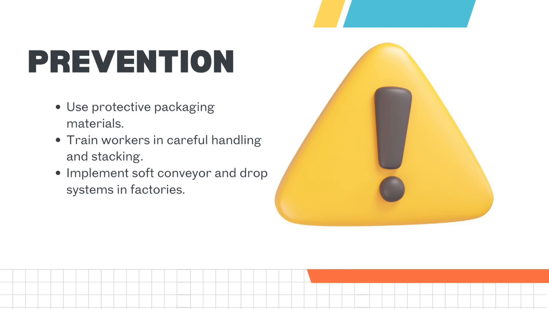To prevent denting, we can use proper packaging methods, handle cans gently, and design conveyor systems to reduce impact. Workers should also be trained in careful stacking and unloading procedures.